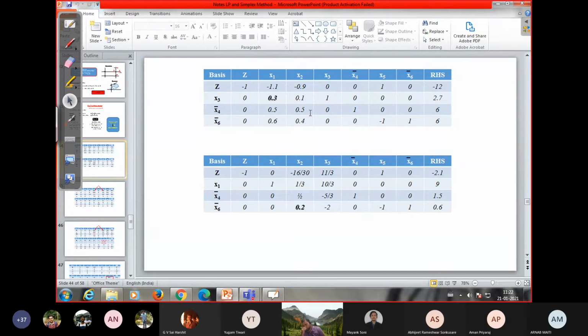First of all, tell me what are the basic variables and what are the non-basic variables in this first table. Sir, basic variables are x4 and x6, and non-basic are x1, x2, x3, and x5. Why x3? It is clearly written here under basis: x3, x4, x6. So x3 is basic or non-basic? Basic.